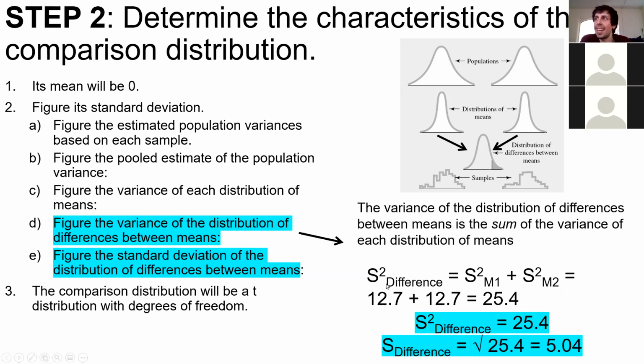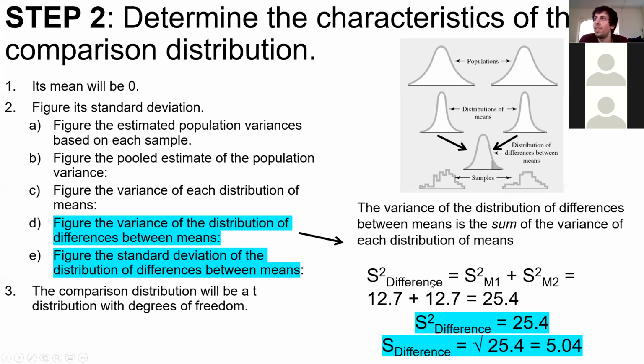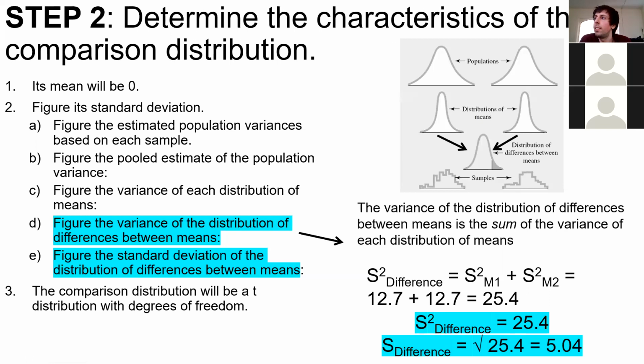But anyway, to calculate the variance of the distribution of the difference between means, called S-squared difference, it's simply the variance of the sampling distribution of our first sample, our first population, and the second. So we just calculated these two values, 12.7 and 12.7. And the variance of our distribution of difference between means is quite simply the sum of those two things. So 12.7 plus 12.7 is exactly 25.4.